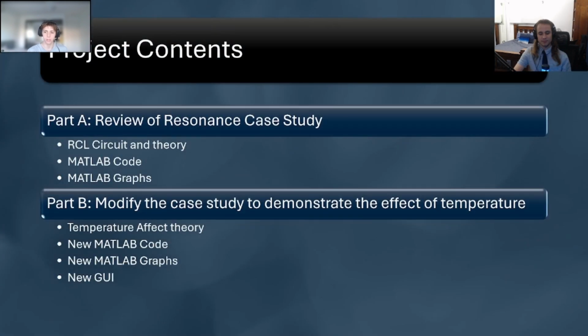This presentation will outline our process of modifying existing MATLAB code given as part of a case study on RLC circuits. We will first discuss the background theory of RLC circuits and then the existing code given as part of the case study. We will then explain our modifications to the given code to include temperature effects on the various components. Finally, conclusions will be drawn on the optimal temperature ranges for the RLC circuit.